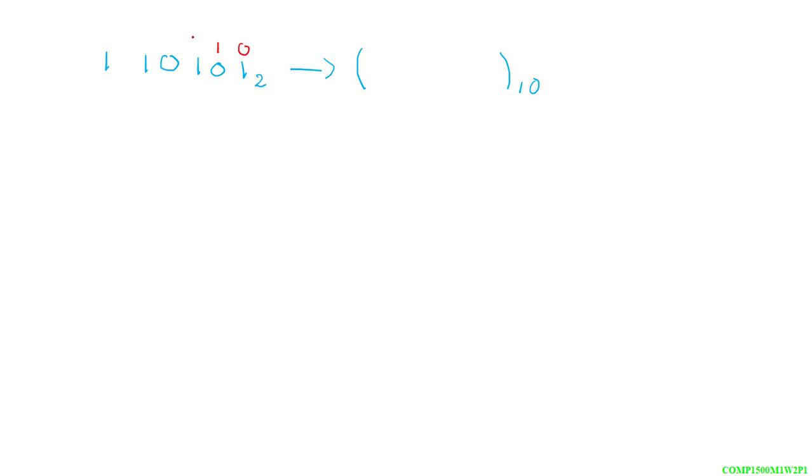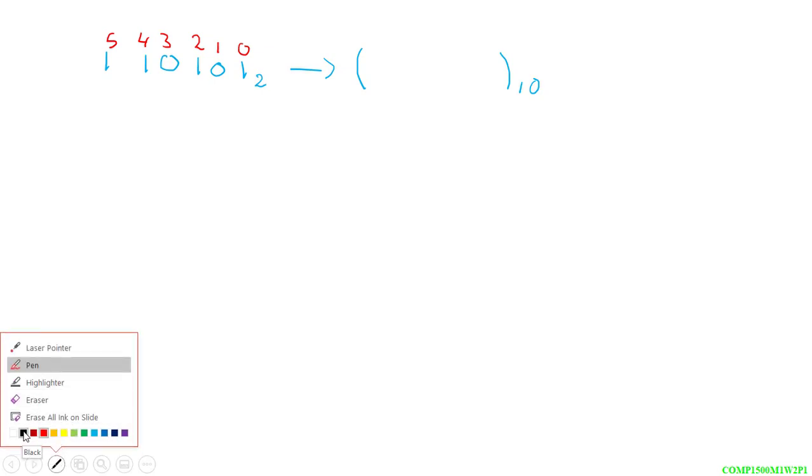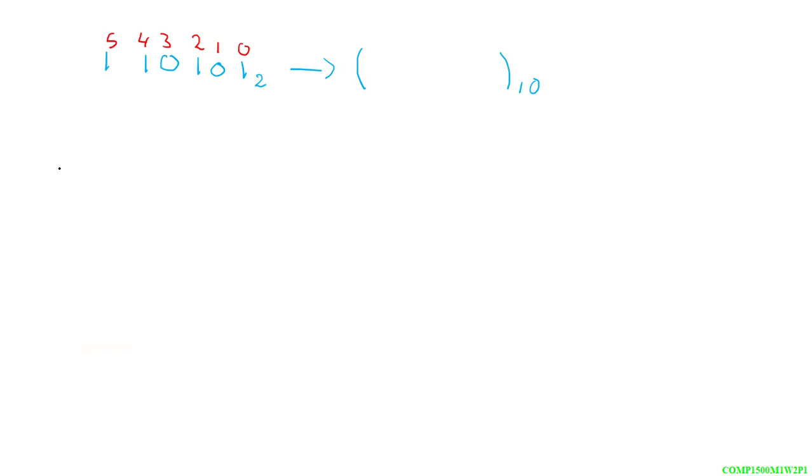1 multiplied by 2, which is the base, to the power 0, plus 0 multiplied by 2 to the power 1, plus 1 multiplied by 2 to the power 2, plus 0 multiplied by 2 to the power 3, plus 1 multiplied by 2 to the power 4, plus 1 multiplied by 2 to the power 5.